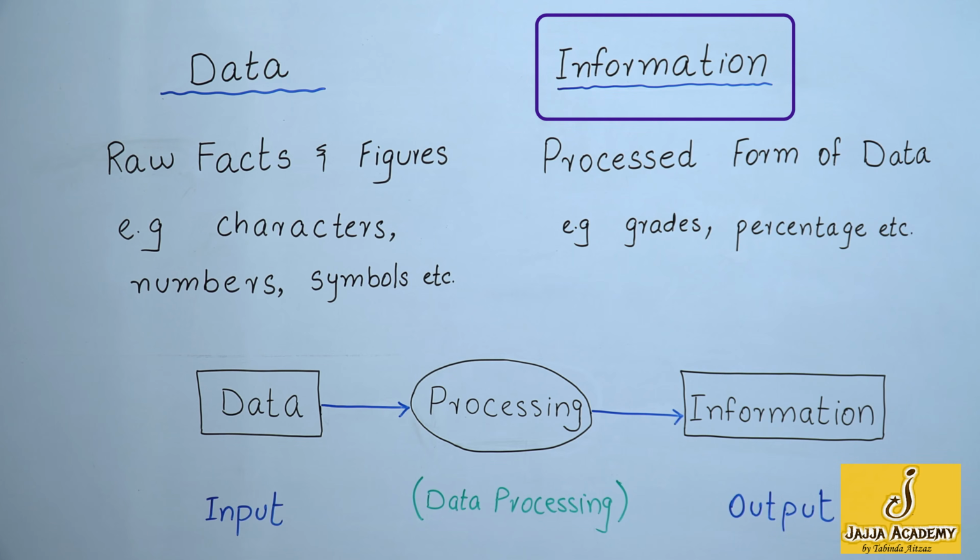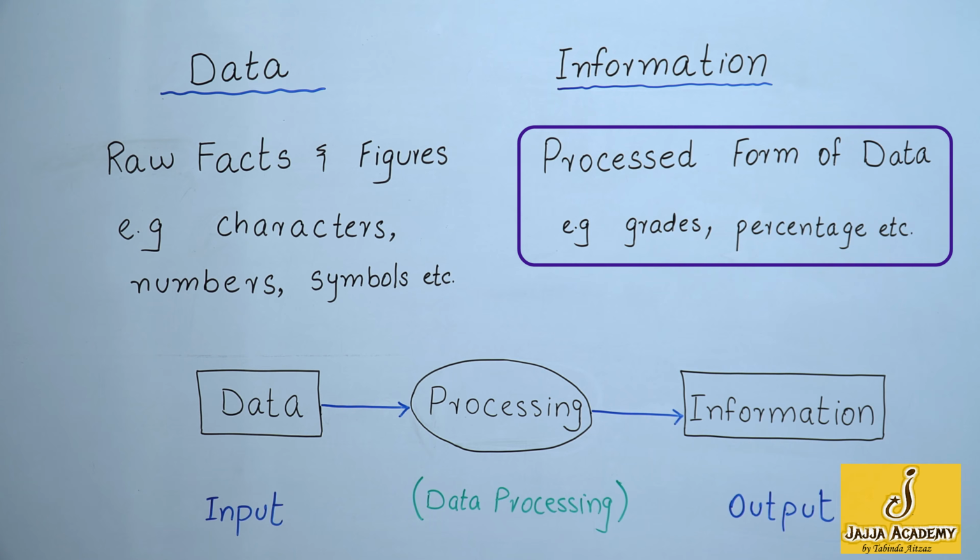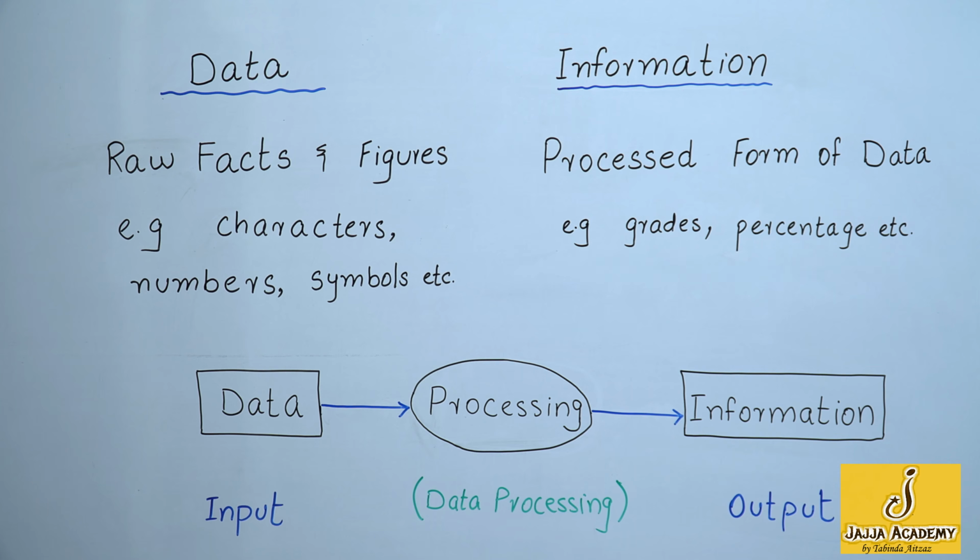Now let's see what is information. Information is the processed form of data. When we perform processing on raw facts and figures, then these raw facts and figures turn into information, and it is also known as the processed form of data because we have performed some processing on data to convert data into information. For example, calculating grades, percentages, etc.